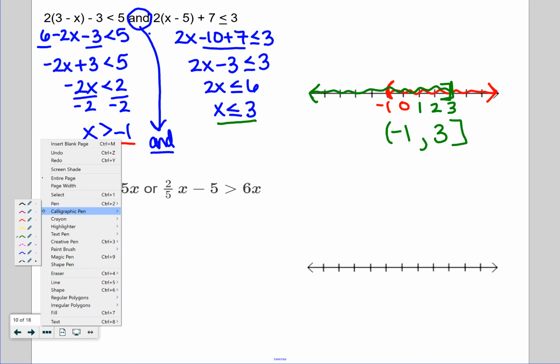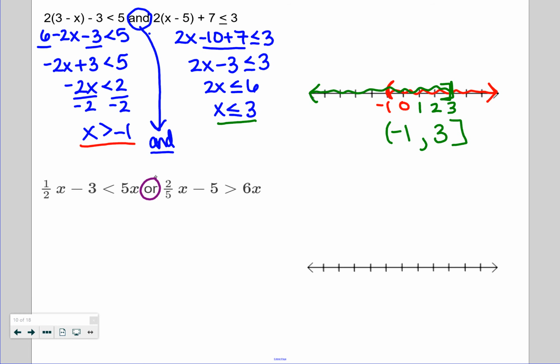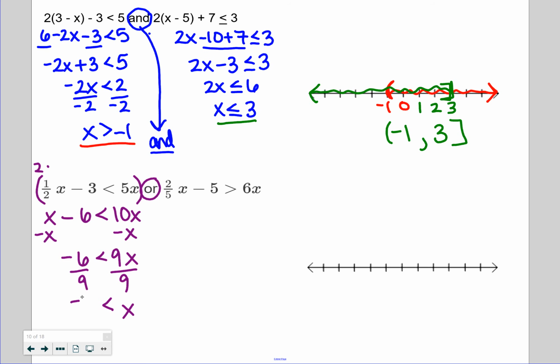This last one is an OR statement. I'm going to start by multiplying everything on the left by 2 to get rid of that fraction. 2 times a half gives me 1x, minus 2 times 3 gives me 6, 2 times 5x gives me 10x. Then I want to pick on the little guy, move the smaller one, so I'm going to subtract x on each side. I have negative 6 less than 9x. And then I'm going to divide both sides by 9. So that gives me x is greater than negative 2/3.